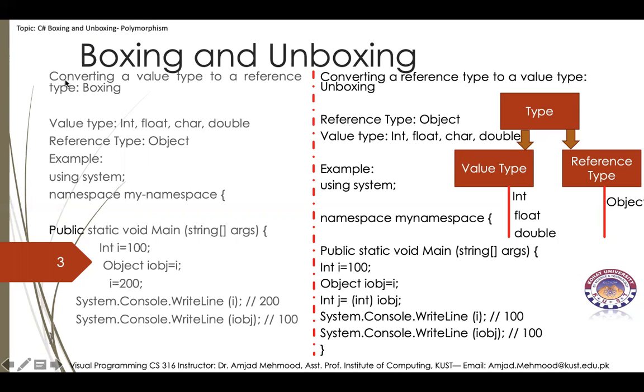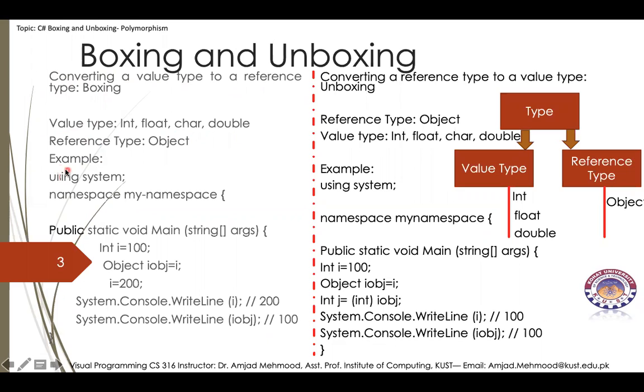Here you can see, let me take a pointer. I'll take the pointer here. So this one is a pointer. I'll place that on the top. So converting a value type to a reference type is called boxing, as I explained earlier. And here you can see I have value types like integer, float, character, double, and then I have a reference type which is called object.